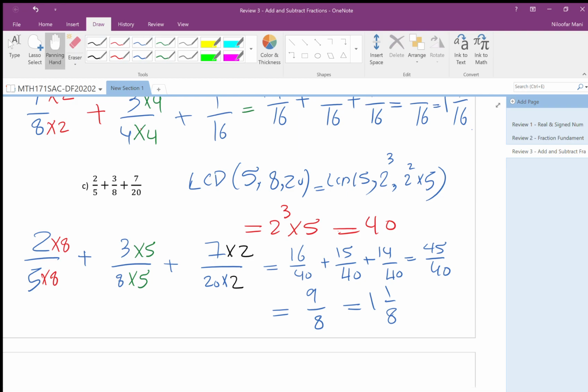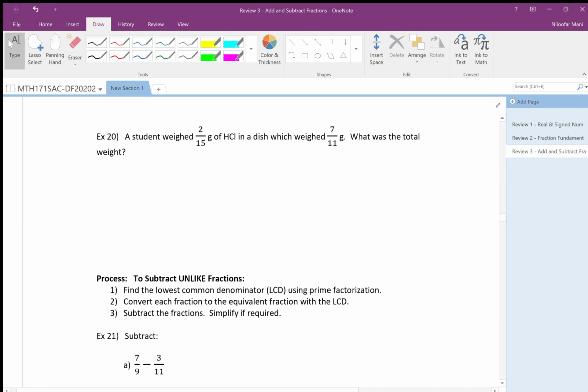Okay? How about the next? A student weighed 2 over 15 gram HCl in a dish which weighed 7 over 11 gram. What is the total? When I say total, it means addition. Total means add. Both of them are gram. Perfect. So I don't need to do any conversion. And you don't see conversion here because we didn't teach you. 2 over 15 plus 7 over 11.